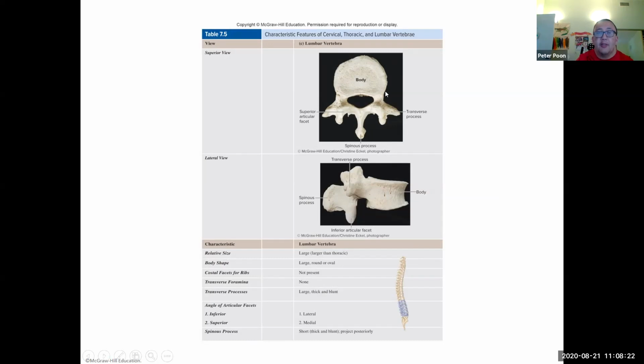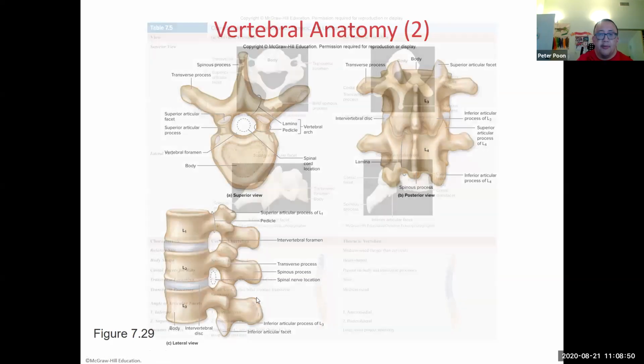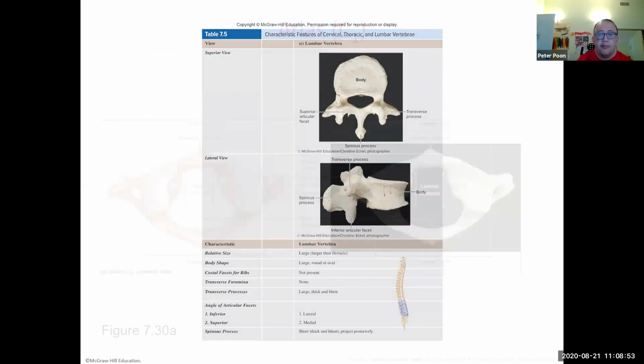This one is the lumbar vertebrae, and you can see here the spinous process is bigger and thicker and comes straight out and makes it look like a moose. Okay, let's see if I have another picture. These are thoracic vertebrae. These are lumbar vertebrae. See how it sticks out like this? It looks like a moose.